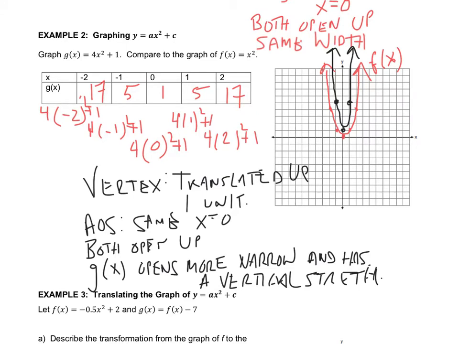Okay, so a couple of things whenever we talk about comparing. We want to include that vertex. We want to include the axis of symmetry. We want to talk about how it's opening upwards or downwards. We also want to talk about that width. Is it more wide? Is it less wide? More narrow? Okay, example 3.